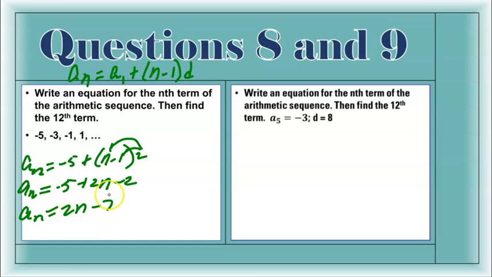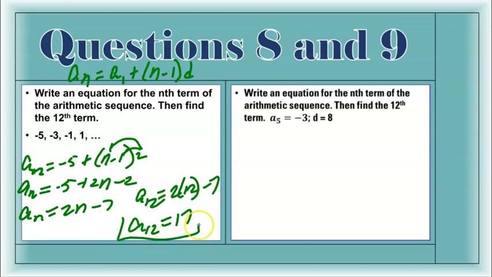Now if I put 12 in for n, because I'm trying to find the 12th term, I would have a subscript 12 equals 2 times 12 minus 7. So that's 24 minus 7. So the 12th term, 24 minus 7, would give you 17.